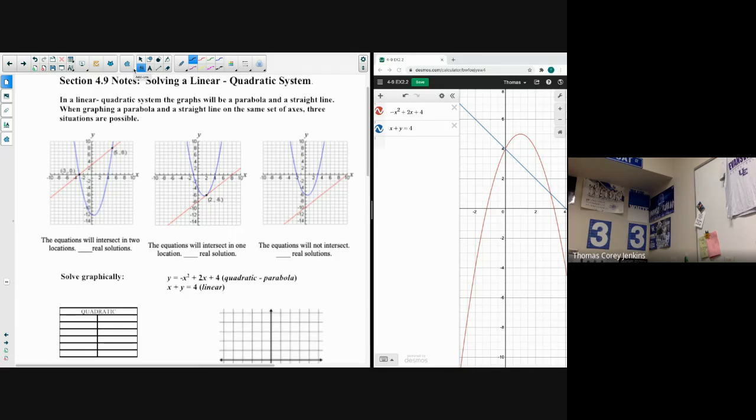Just to recap, we've covered Chapter 4 in 2 units. This unit is concluding with Section 4.9, which is about solving a linear and quadratic system, or it could be a double quadratic system, but basically systems involving quadratic equations. We're going to look at that to wrap up this last unit, which covers 4.6 through 4.9, and your test over those 4 sections will be on Tuesday, which I think is the 24th.